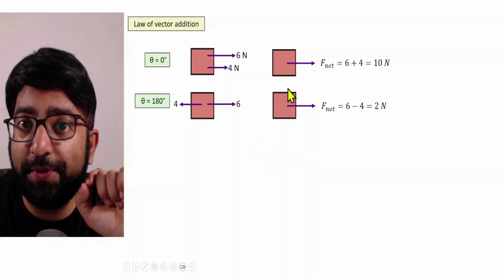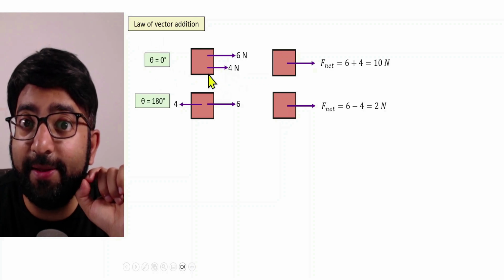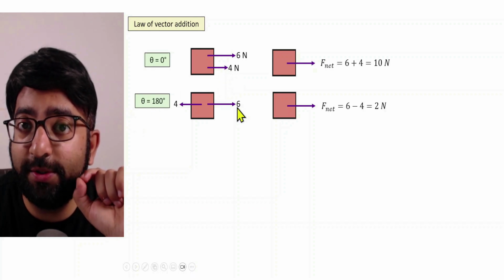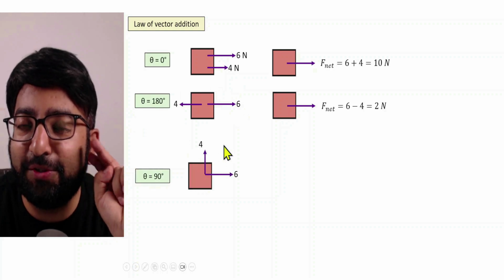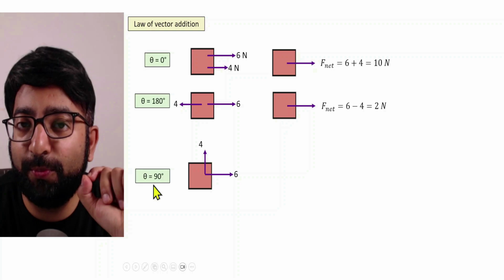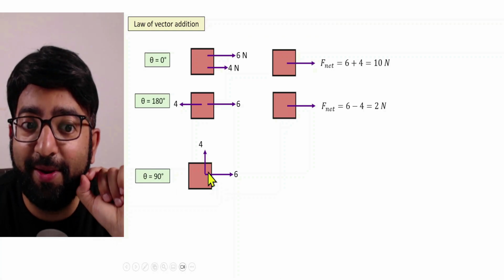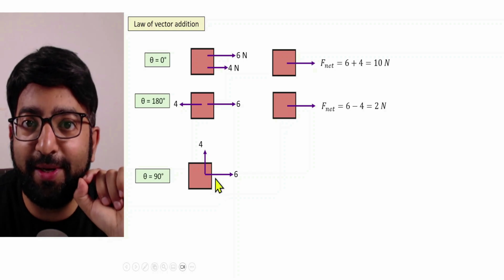We had considered these two situations. Initially, the angle was 0 degrees when the two forces were acting in the same direction, 180 degrees when the forces are opposite. Now consider situation 3, when the angle between the two forces is 90 degrees, which means the forces are perpendicular. In this case, how do we figure out the resultant force?